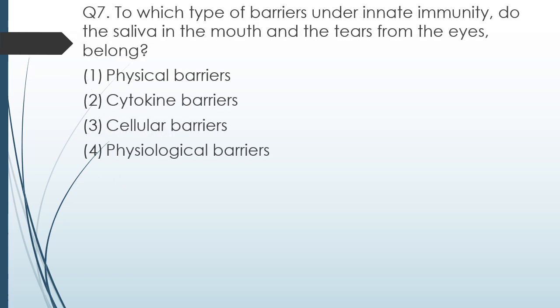Question number 7. To which type of barriers under innate immunity do saliva in mouth and tears in eye belong? Physical barrier, cytokine barrier, cellular barrier, physiological barrier. The correct answer is option 4, physiological barriers.